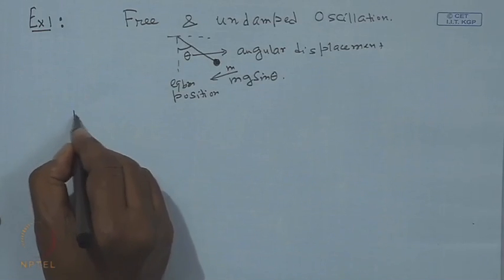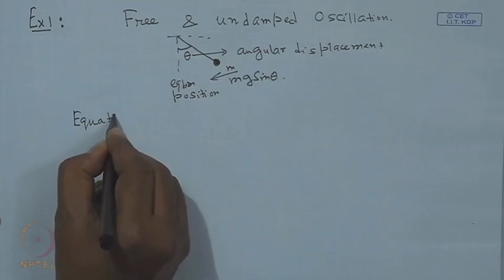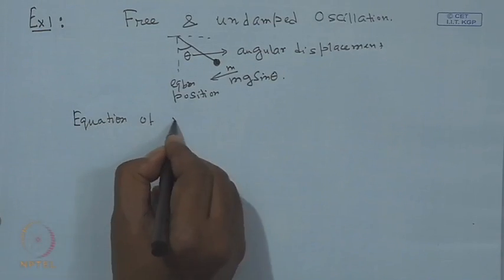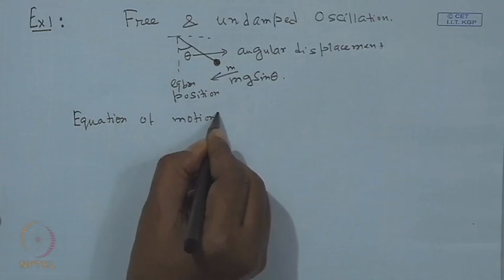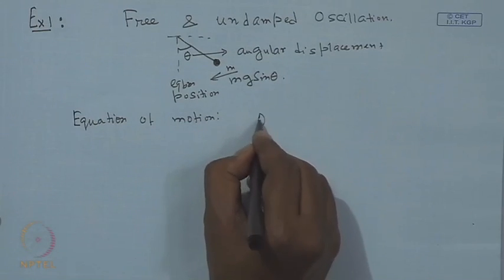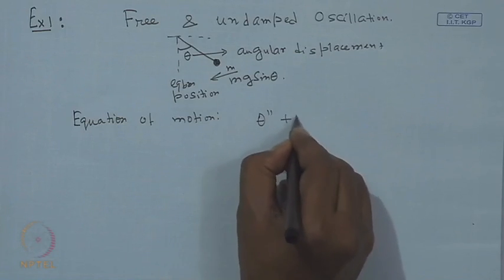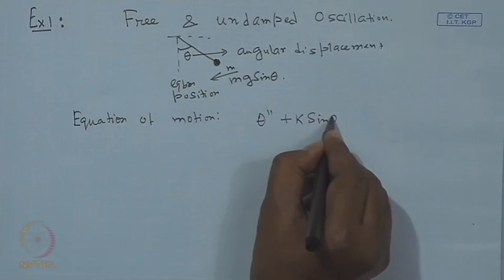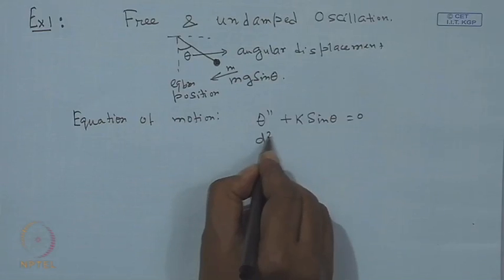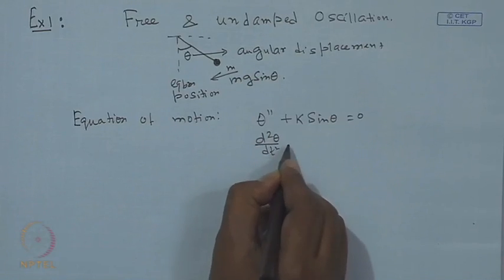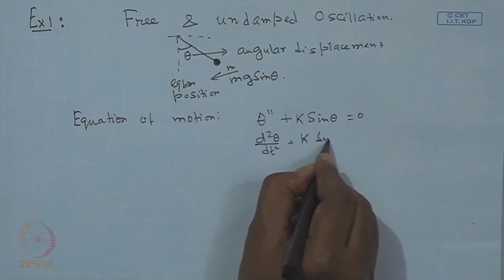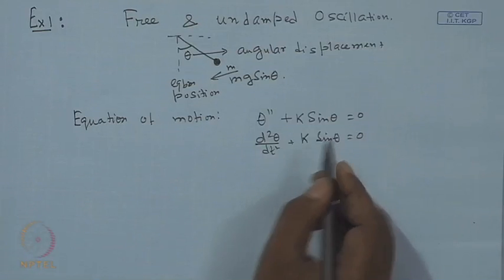Now, if you look into the equation of motion for this particle, it becomes theta double prime, that is d square theta dt square, plus k sin theta equal to 0. So, d square theta dt square plus k sin theta will be equal to 0.